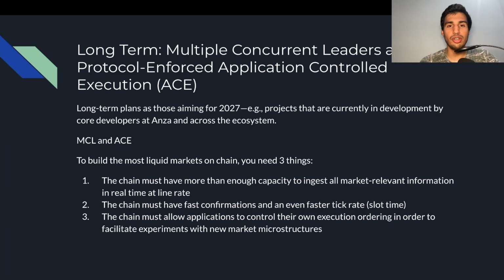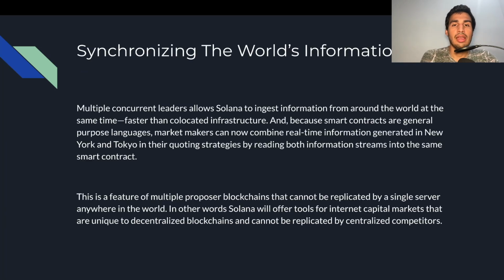And the long term, right? So this is aiming to be 2026 and onward. So is MCL and ACE. To build the most liquid markets on Solana, you need three things. The chain must have more than enough capacity to ingest all market relevant information in real time at line rate. The chain must have fast confirmation and even faster tick rate, so slot time. And the chain must allow applications to control their own execution ordering in order to facilitate experiments with new market microstructures. And I think this is the most important part.